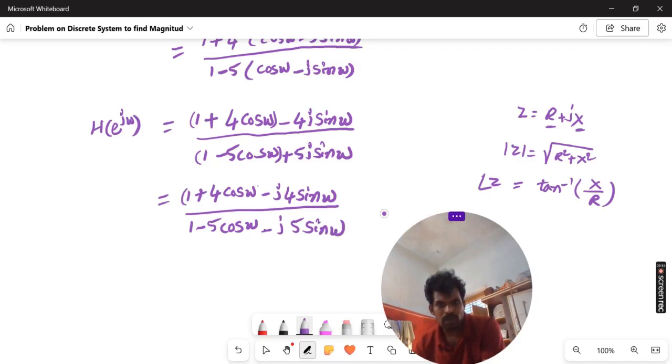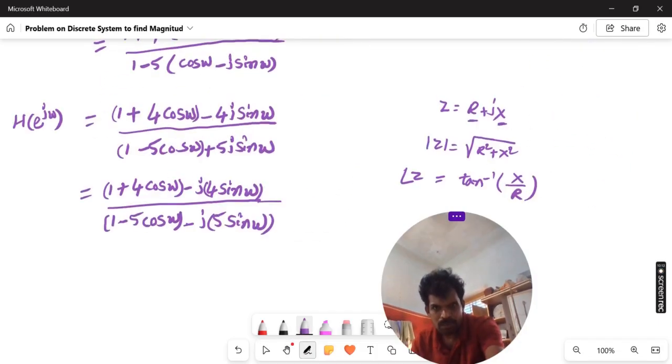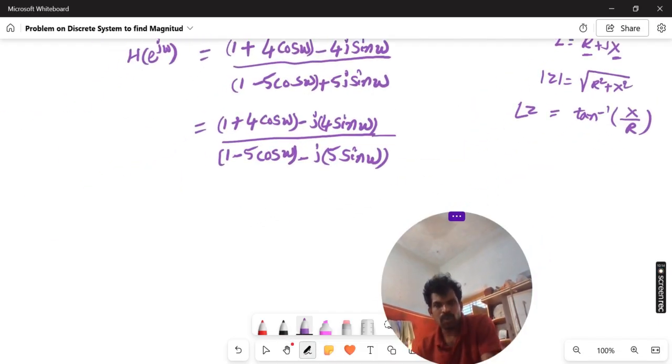Now let us separate the numerator in terms of real value and imaginary value, as well as separate the denominator in terms of real value and imaginary value. Now let us find out the magnitude. In the given problem, we are going to find out the magnitude and phase response. Okay.